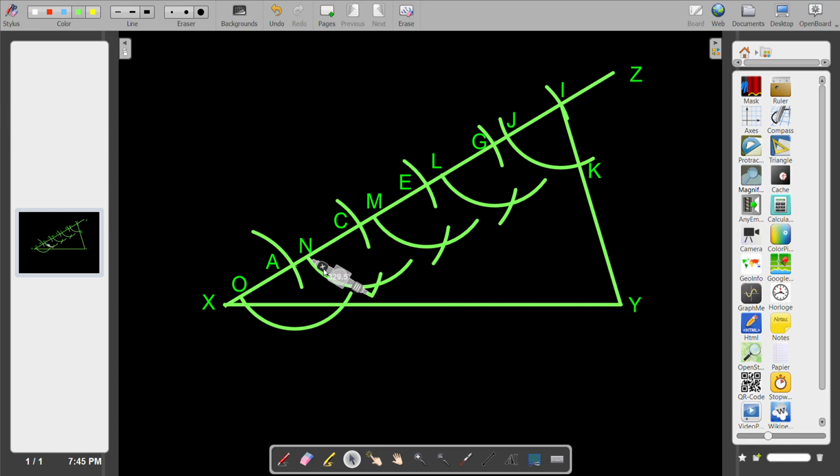Again with center N and taking the radius equal to JK, we draw an arc cutting the arc passing through the point N. Similarly, with center O and taking the radius equal to JK, we draw an arc cutting the arc passing through the point O.